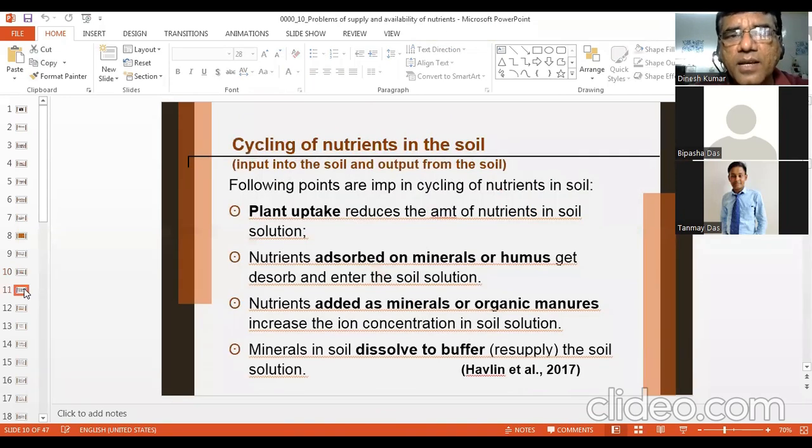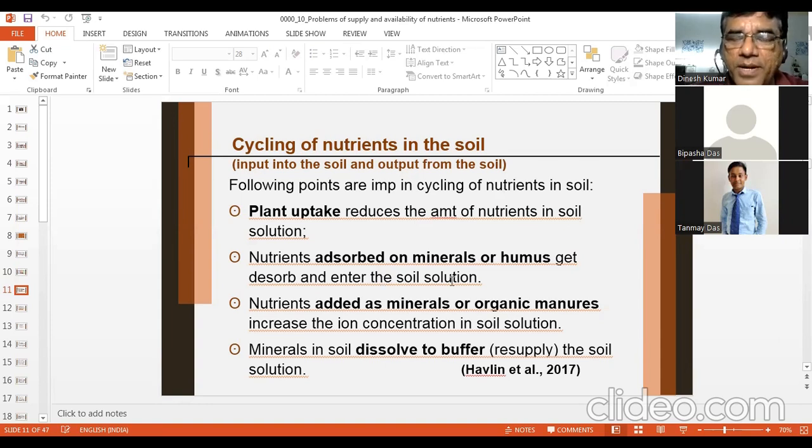Now, cycling of nutrients in the soil. Cycling, as I told you before, is input and output, addition and removal. So input into the soil and output from the soil is cycling of nutrients. You are cycling them. So the following points are important in cycling of nutrients in the soil. Plant uptake reduces the amount of nutrients in soil solution. As plant roots remove nutrient from the soil solution, there may be deficiency of nutrients in the soil solution.